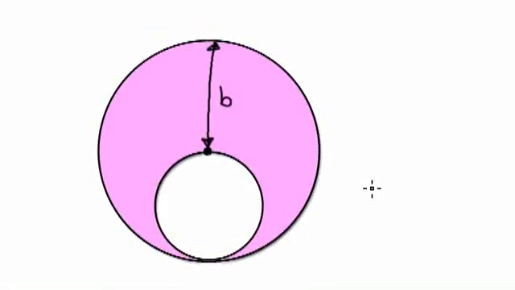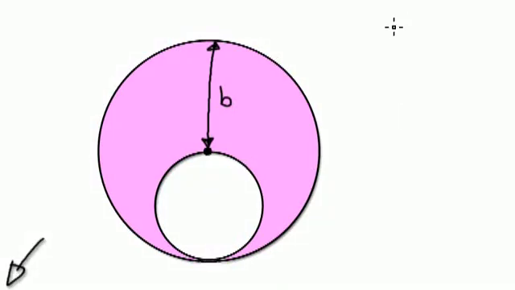See if you can come up with a formula for this shape here. This one's quite tricky, so think about it. Remember, we want the formula for the purple area. So this is a circle, and then we're going to cut a smaller circle inside the bigger circle. So press pause and think about it.